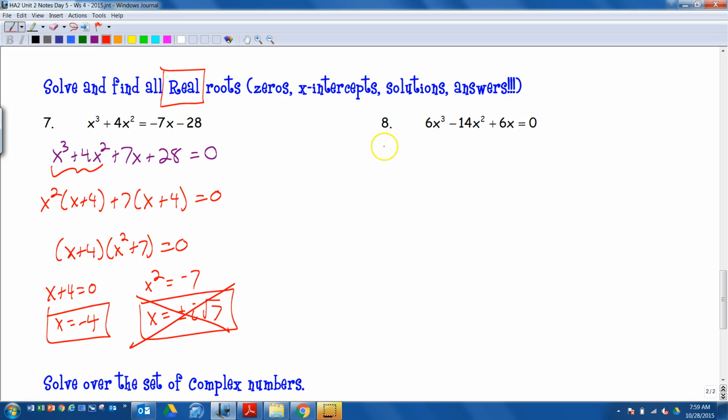First thing here, you GCF it. I can pull a 2 and an x out of everything. So I'm left with 3x squared minus 14x plus 3. And I already made a mistake. That 14 should turn into a 7.